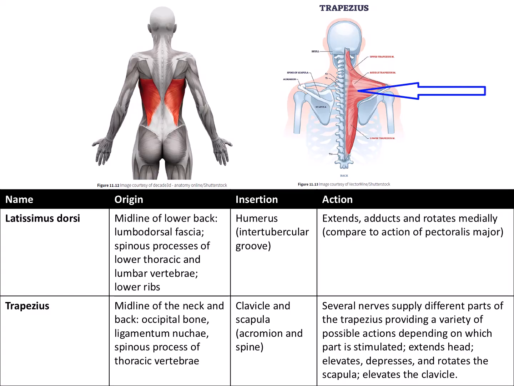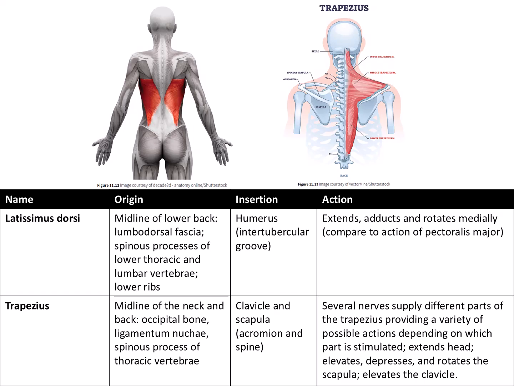The trapezius is the trapezoid-shaped muscle on the posterior part of the upper trunk. It also has a complex origin which includes the midline of the back of the neck and back, occipital bone, the ligamentum nuchae, and the spinous processes of the thoracic vertebrae. The trapezius inserts on the clavicle and scapula, specifically the spine and acromion process.